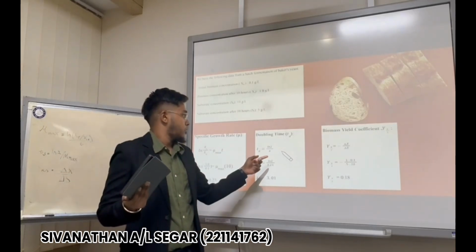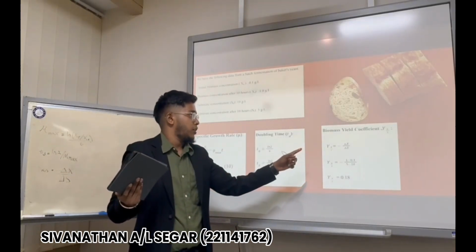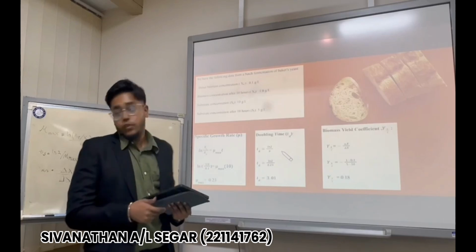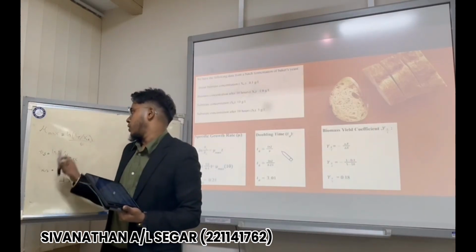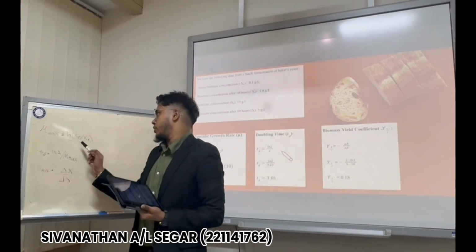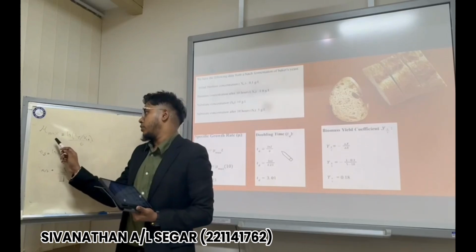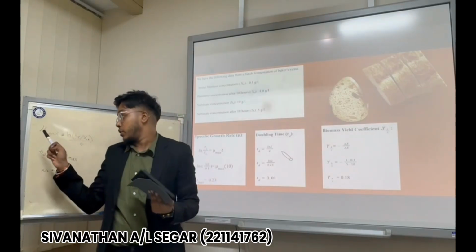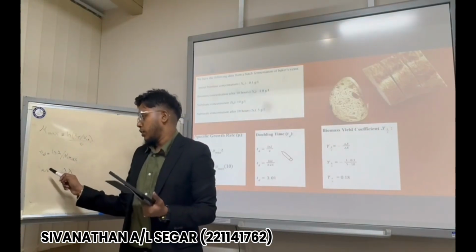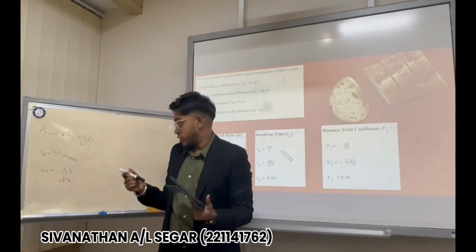So this is all our findings, which include the specific growth rate, which is the mu max, the doubling time, and the biomass yield coefficient. So right here I have my formula written down for mu max, which is the specific growth rate, the doubling time, and the biomass yield coefficient.